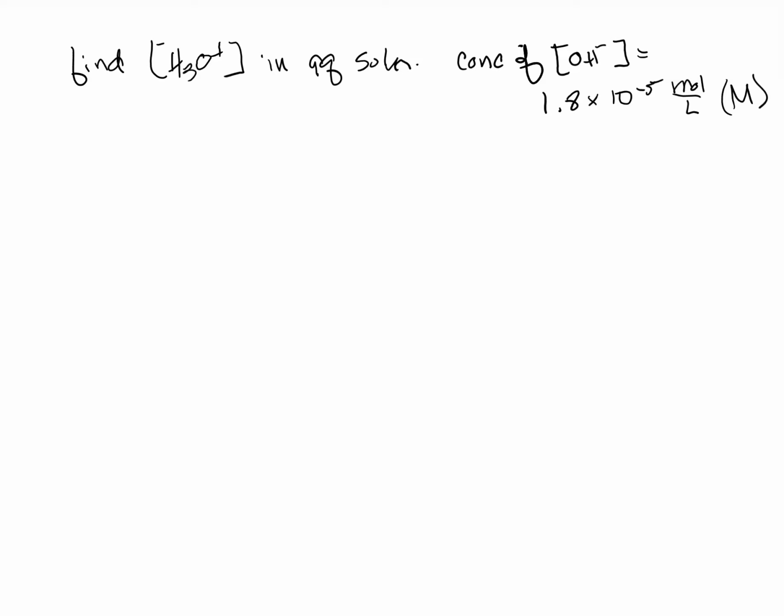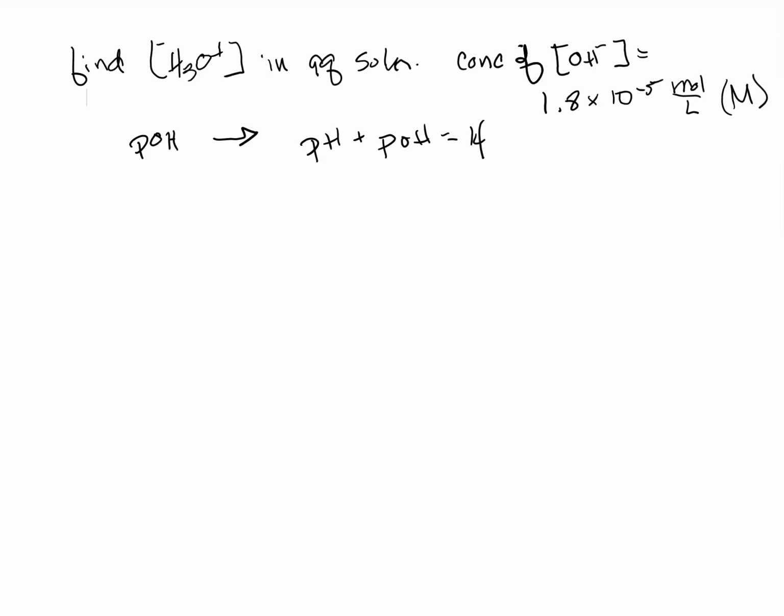Now, there's a couple different ways you could approach this. And I'm just going to show you one of the approaches. But the first approach that you could use is you could find the pOH of the solution. Since you know the concentration of hydroxide, you could use the relationship that the pOH equals the negative logarithm of the concentration of hydroxide ion. And then once you found pOH, you could use the relationship that pH plus pOH equals 14.